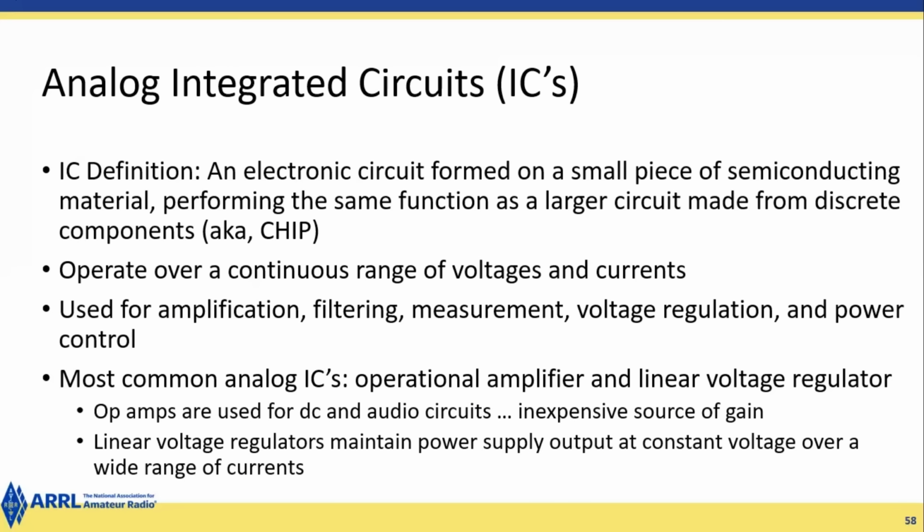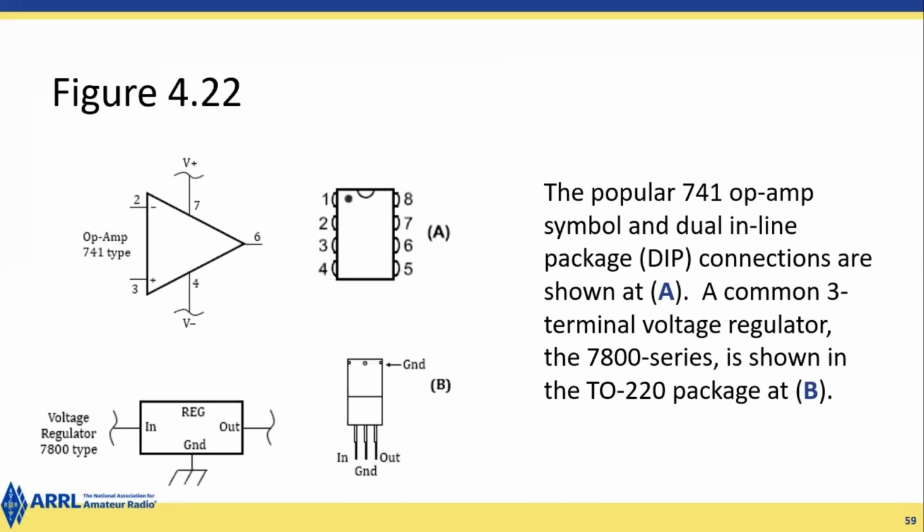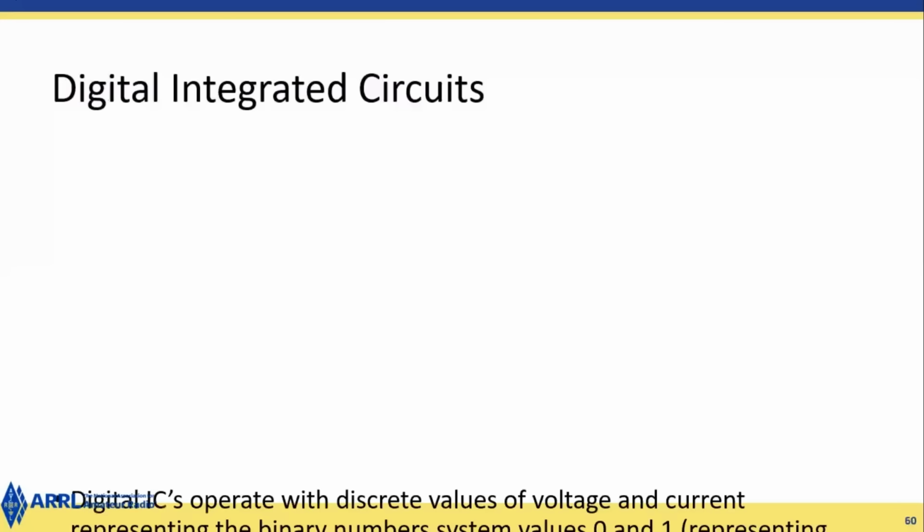So ICs are used in just about everything that we have today. All these modern radios we have lots of chips in them. The popular 741 op amp symbol, here's what an op amp symbol looks like, shown in a package called a dual inline package, or a DIP. And it's got connections 1 through 8. You can see the schematic, how it's pinned out. And then there's a TO-220 package, which is real common for a voltage regulator. And that's what they look like.